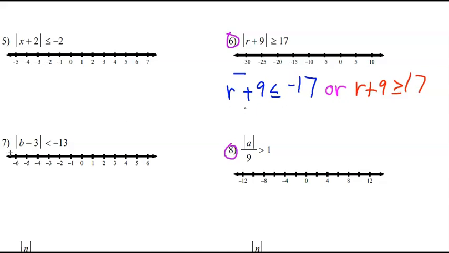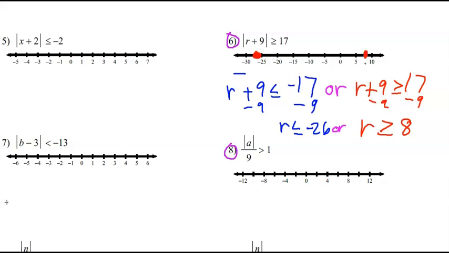Okay, we'll solve for r, subtract 9. So r is less than or equal to negative 26, or subtract 9 from each side. R is greater than or equal to 8. So on the number line, we'll go ahead and draw those two numbers with points. And then we'll shade the outside because it's or.